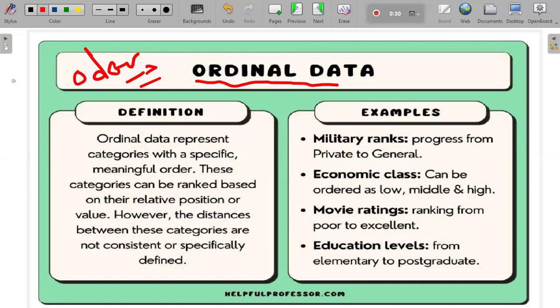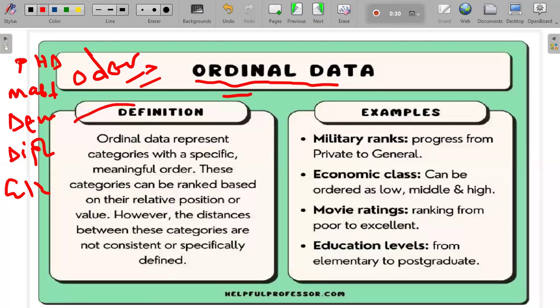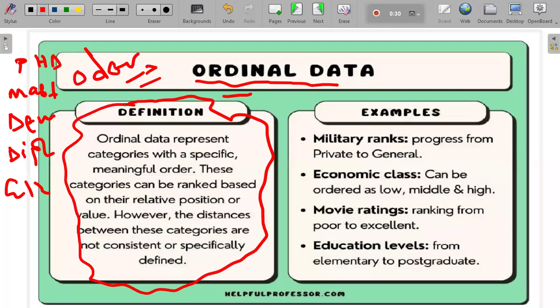So in terms of education, we know that the PhD will be on top, and then you have the master's, you have the degree, you have the diploma, you have the grade 12 certificate. So you can arrange this data in order like that. No wonder it's called ordinal data. So this is the definition here that I wrote for you. These notes are there on Drive, so you can access the notes and try to read through.